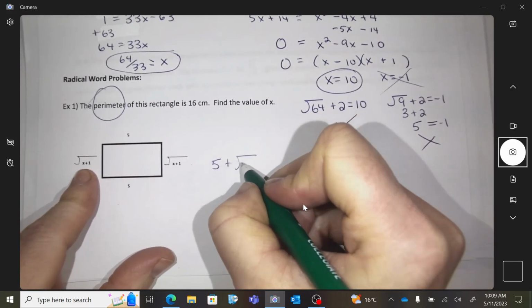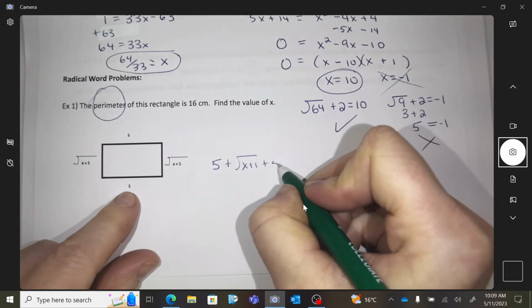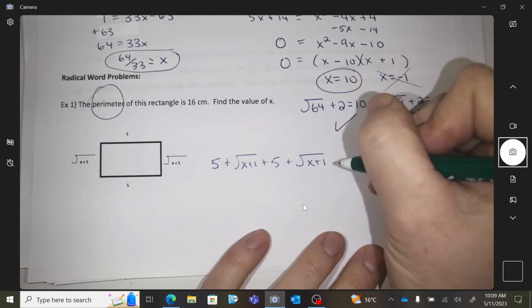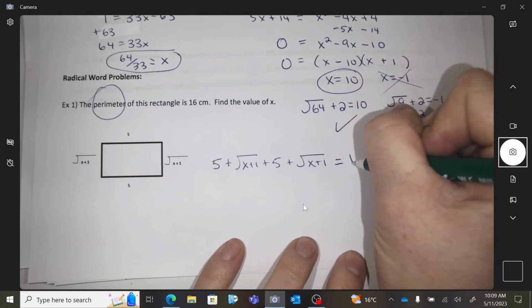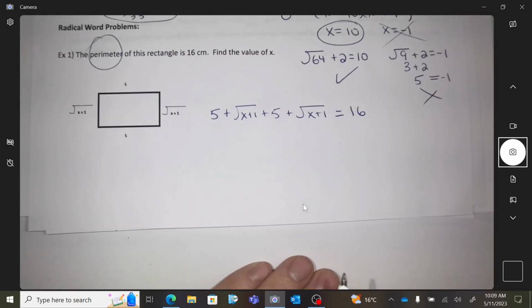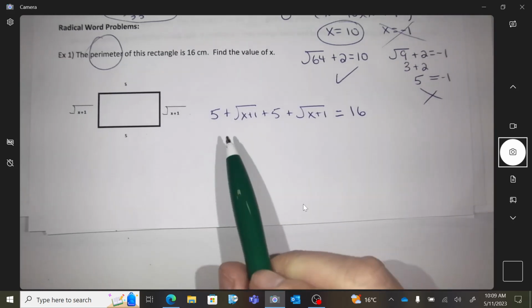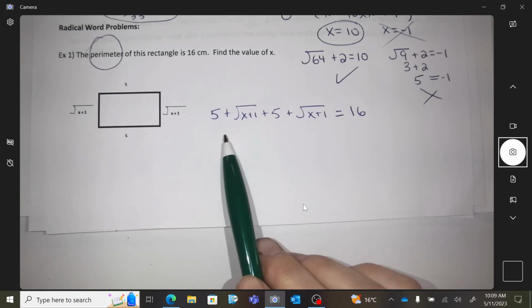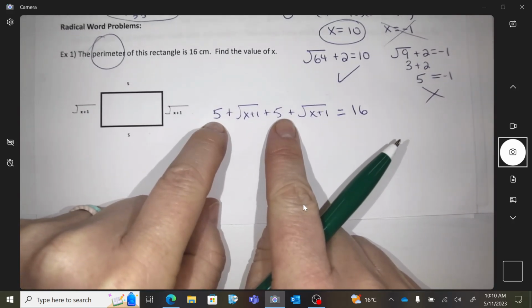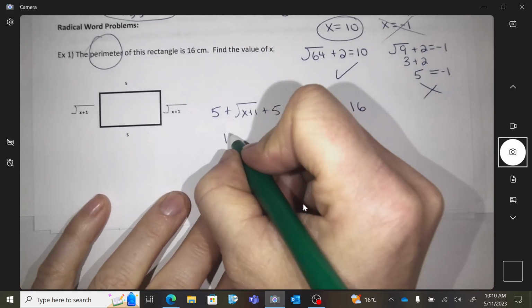5 plus root x plus 1 plus 5 plus root x plus 1. All four sides, the perimeter has to be 16. So that's the development of my equation. The perimeter has to be 16. Okay, what do we do here? We can combine like terms. There's a 5 plus a 5, so I can put digits together, so 10.